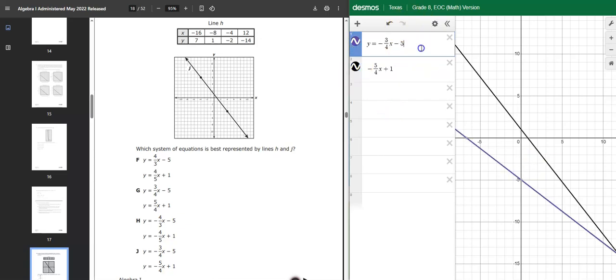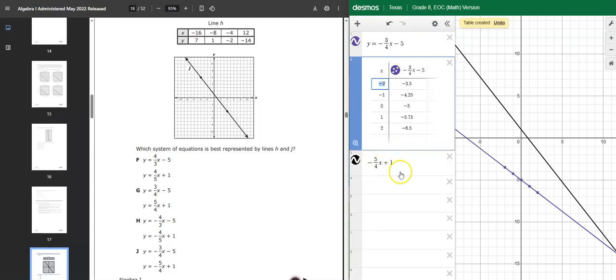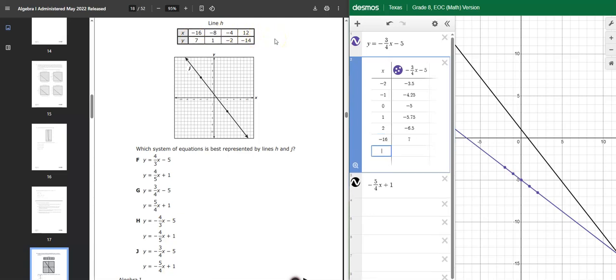Let's see if this one is my right table to match my line H, because I know this one matches my graph, which is line J. So again, in the table, you can add whatever points you want. So look at what they gave you. They gave me -16. They gave me -8. They gave me -4. And they gave me 12. You're going to look at these and see if they match.